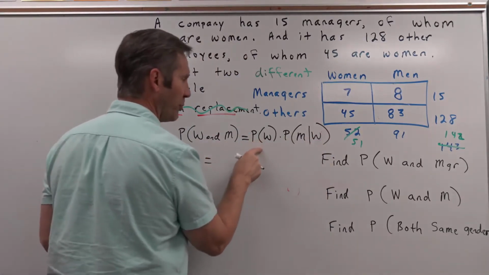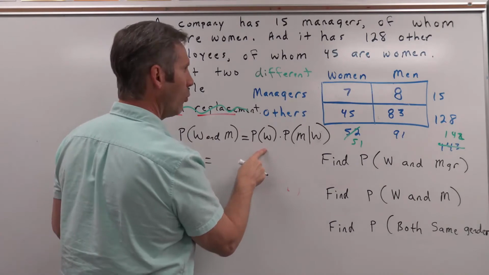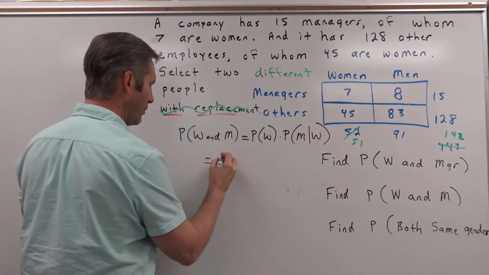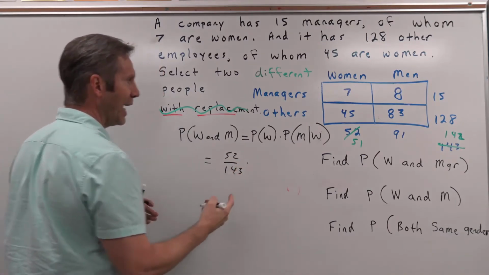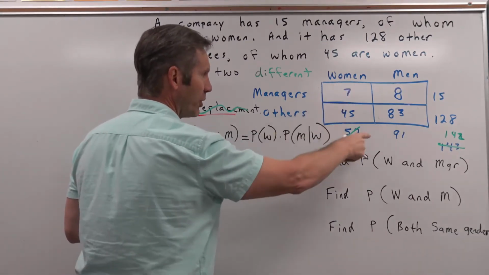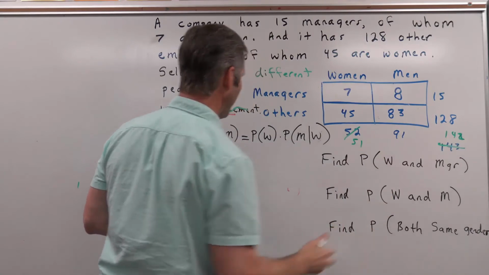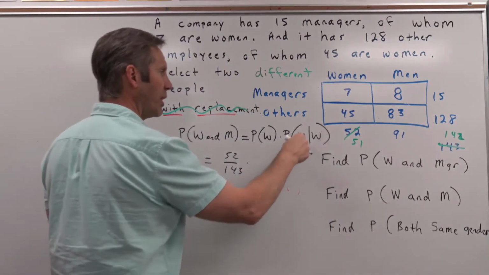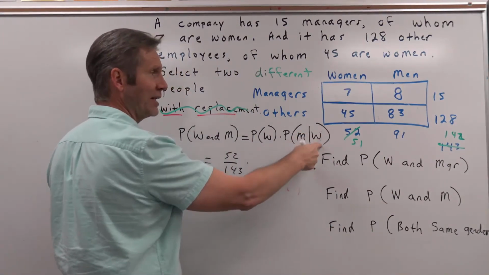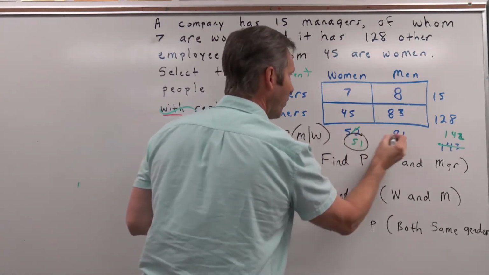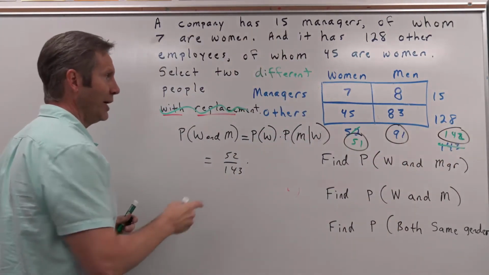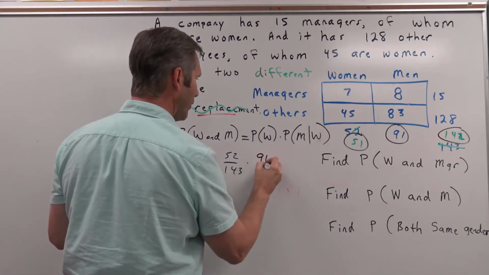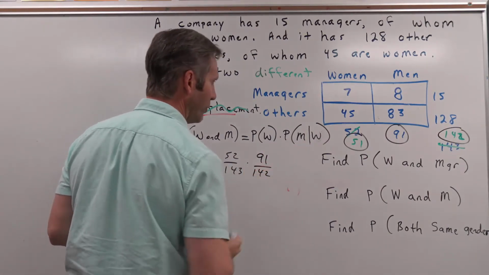Okay, so how do we do this? Well, the probability the first person was a woman was 52 out of 143. And now we again would say, all right, the women were depleted by 1. We have 142 people left. So now what's the probability we get a male, knowing that the woman was selected without replacement, and so these are the quantities that we have in each category. So now it would be 91 males out of the 142 people left.